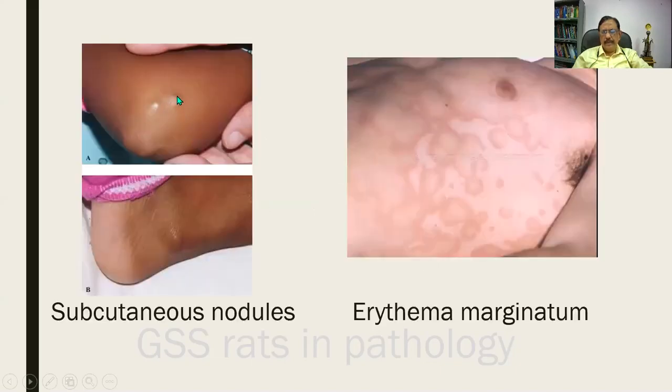So these are the subcutaneous nodules, discrete, on the extensor aspect of the elbow, here is the ankle, or they may be seen in the occiput also. And erythema, the entire thing is a lesion, and you find that there is a margin showing a pink and raised border, which we call erythema marginatum. It has got a bathing suit-like distribution.